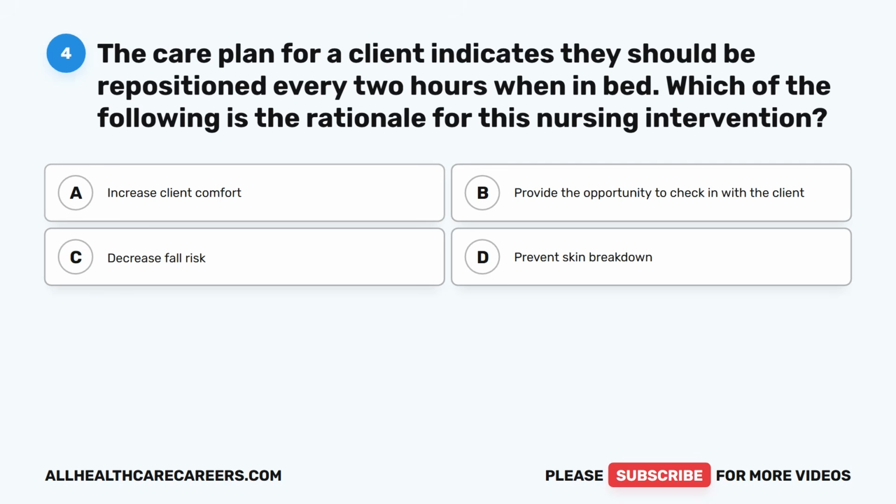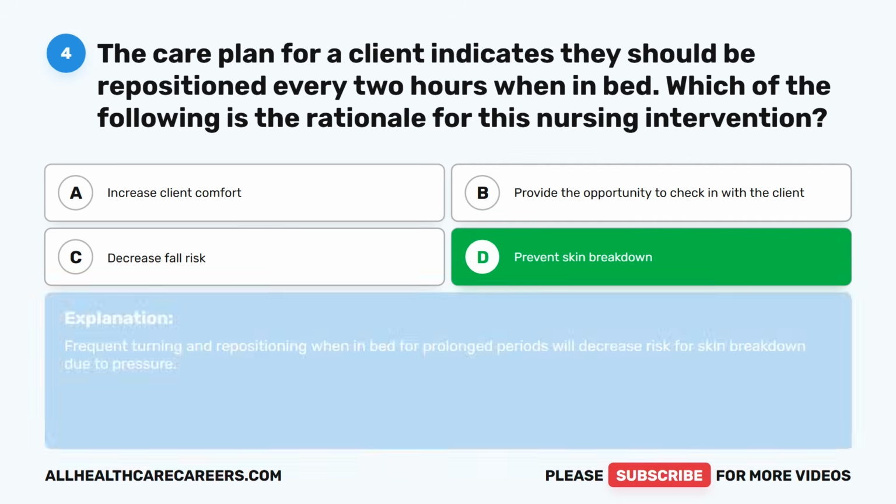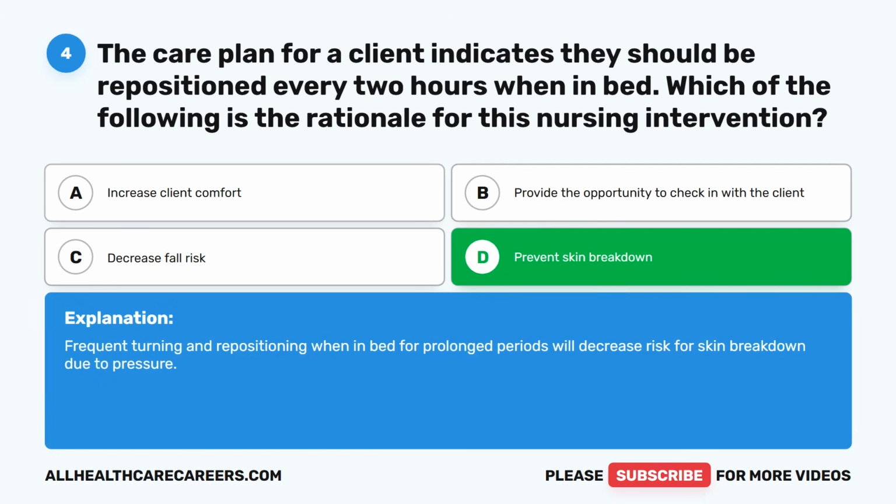Question 4. The care plan for a client indicates they should be repositioned every 2 hours when in bed. Which of the following is the rationale for this nursing intervention? A. Increase client comfort. B. Provide the opportunity to check in with the client. C. Decrease fall risk. D. Prevent skin breakdown. The correct answer is D. Prevent skin breakdown. Frequent turning and repositioning when in bed for prolonged periods will decrease risk for skin breakdown due to pressure.